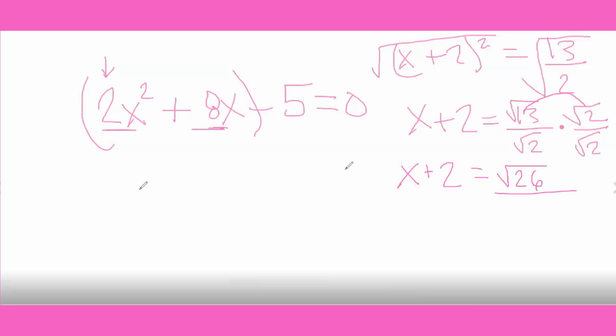And then on the bottom, like we said, square root of 2 times square root of 2, that would be the square root of something squared. It gets me back to that something. So that would just be 2. So square root of 26 over 2.